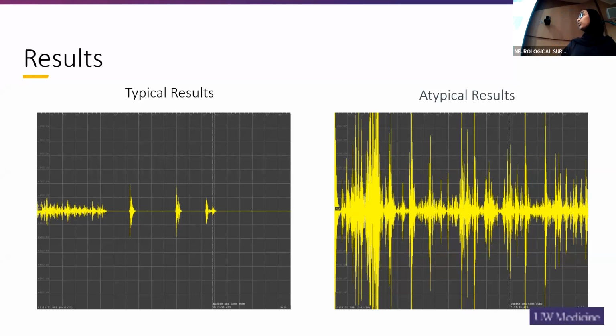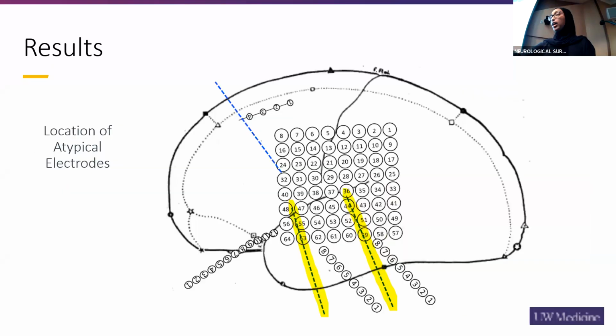But if we look on the right at the same time period collected from the electrode on the left, we can see that there is very high activity when other parts of the brain are typically silent. And if we look at where these electrodes that have this atypical activity were placed, we can see highlighted in yellow, they were placed in the anterior and posterior of the insular cortex.